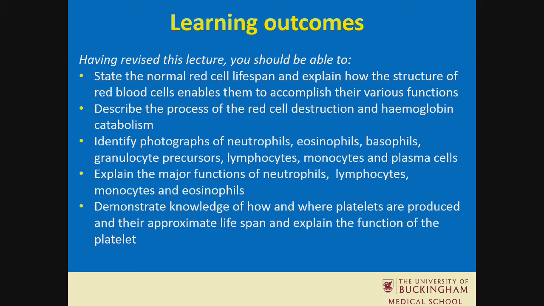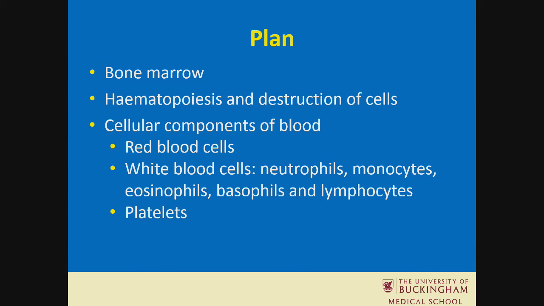So I'm not going to go through the learning outcomes. You can read this on your own time. There's a plan for this session. I'll talk a little bit about the organization of the bone marrow, which of course is where your immune cells originate. I'll talk about the production of blood cells, how they're destroyed and turnover, and then we'll think about the constitution of the blood.